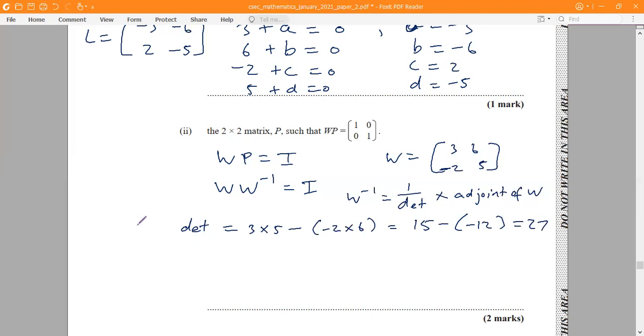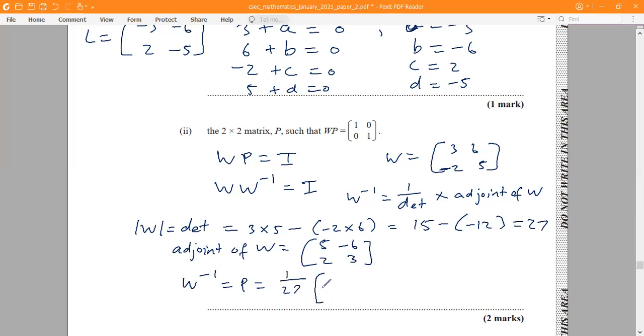All right, so this can also be written like this. Determinant of W and the adjoint now. And we just switch around these entries. The 3 and the 5 switch around, and for the other entries, we change the signs. So this will be our adjoint. So W inverse, which is equal to P, is equal to 1 over determinant, 1 over 27, multiplied by the adjoint, 5, negative 6, 2, and 3.